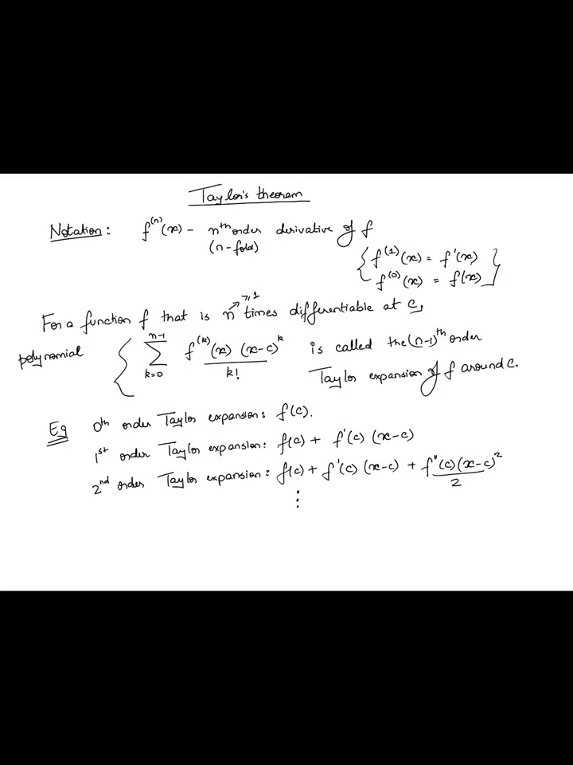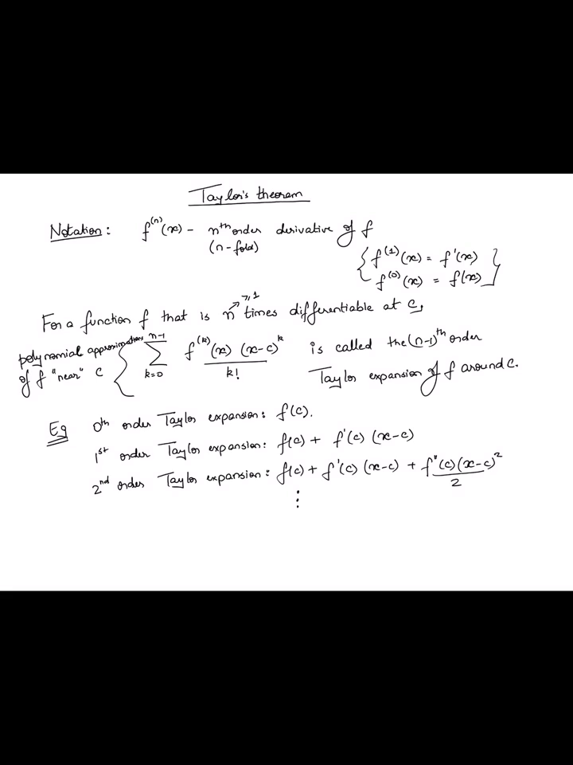Polynomial approximations of the function f near c. That is exactly what, in general, the n-1th order Taylor expansion is. It is an n-1th order polynomial approximation of the function f in the neighborhood of c. So that is the way to interpret the Taylor expansion.